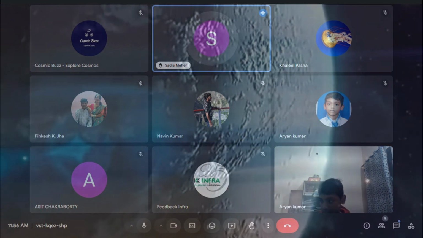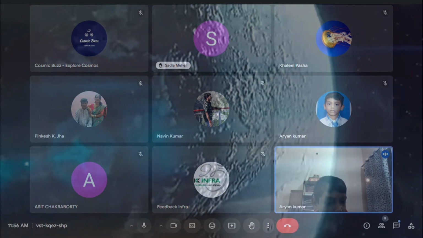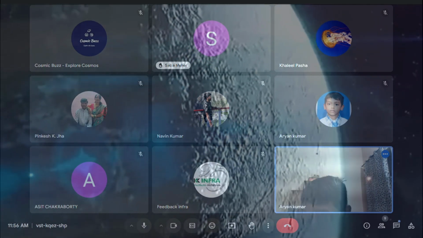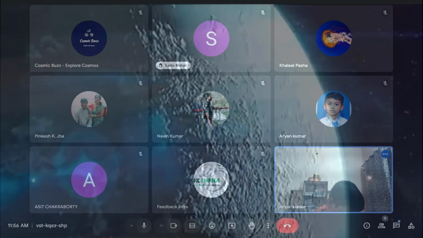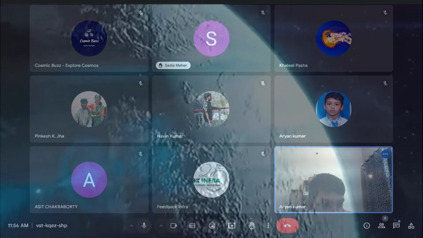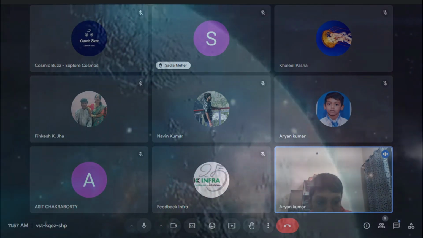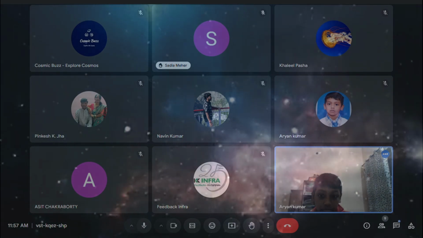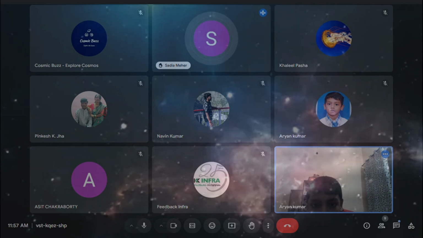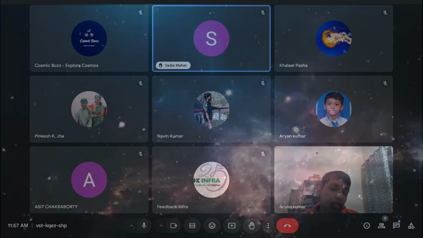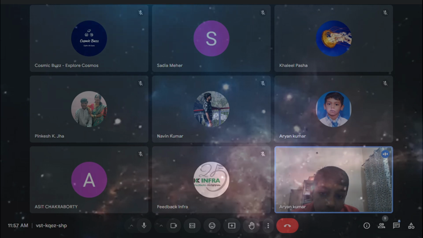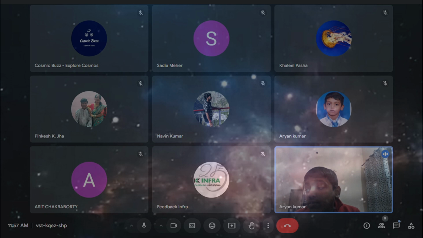Which is the nearest black hole? I think it is around 1,500 light years away from us. I can't remember the name, but it is around 1,500 light years away and around 5 to 10 times more massive than the sun. Which is the biggest black hole? 10618, it is around 66 billion solar masses, which is around 66 billion times more massive than our sun.